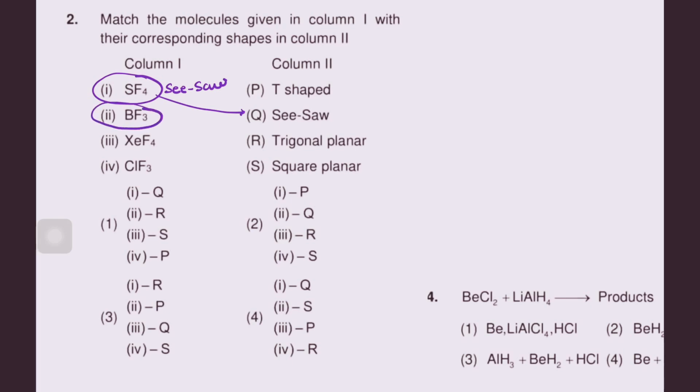BF3 or BCl3 is trigonal planar, so it will match with R. XeF4, that is your square planar, and ClF3 is the T shape. So if you see, the correct answer is the first one. Now let's move to the next one.